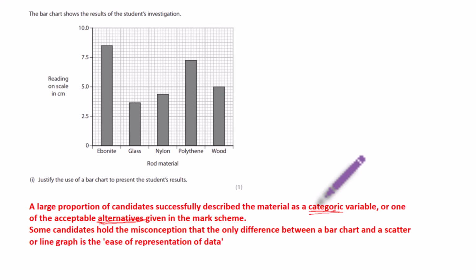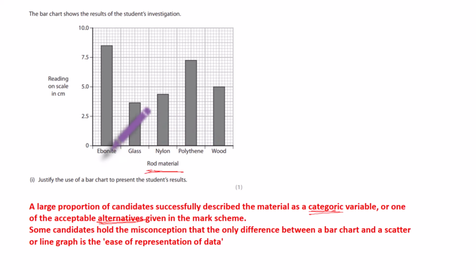Always remember, you use a bar chart when you have a categoric variable, as in a discontinuous variable, as in when there are no values in between two data. So let's say you have ebonite, you have glass, you have nothing between ebonite and glass. These are discrete, discontinuous, and categoric variables. So the language should have been the rod material is a categoric variable for 1 mark.